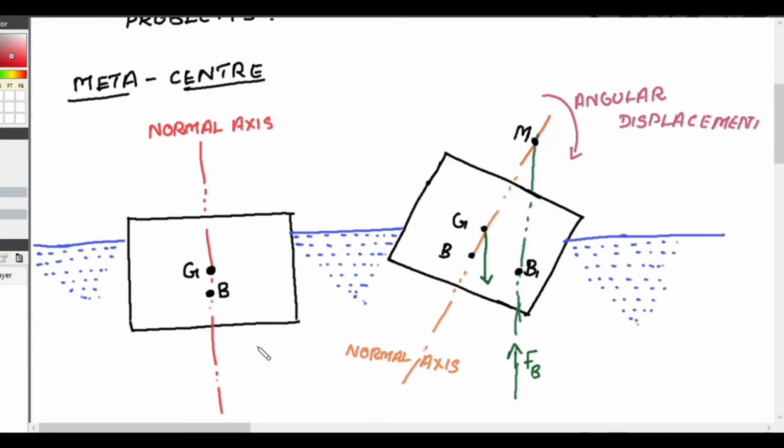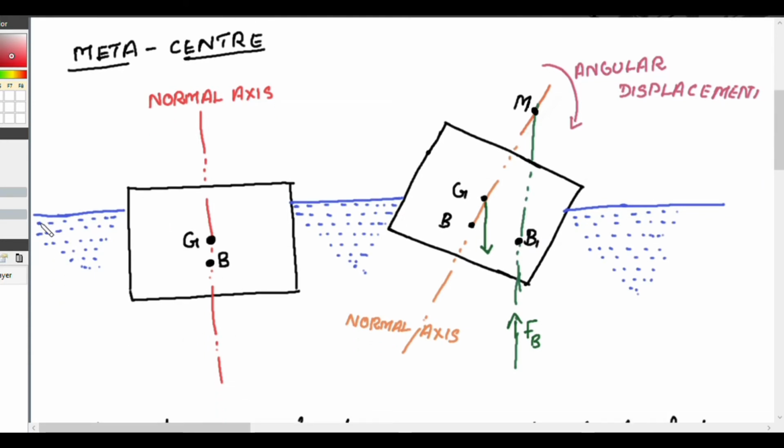Now, see this diagram. You can see this is the free surface of water. So we have a water body and this is a body immersed inside the water. G is the center of gravity and B is the center of buoyancy. That means the weight of the body acts downwards, and the buoyant force acts upwards.